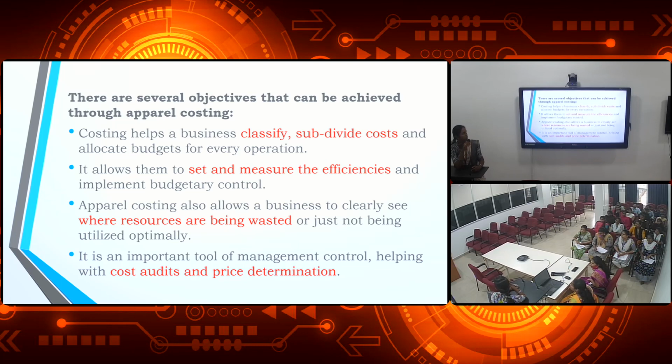Yes, very good. So in apparel costing, we can use it to measure the efficiencies. What is meant by efficiencies? The efficient usage of resources, we can tell like that. So budgetary control can be done using apparel costing. Apparel costing allows a business to clearly see where resources are being wasted. In the morning we were discussing where it is wasted.